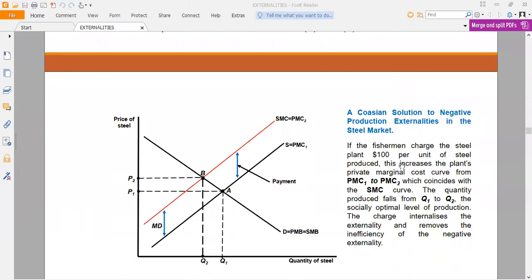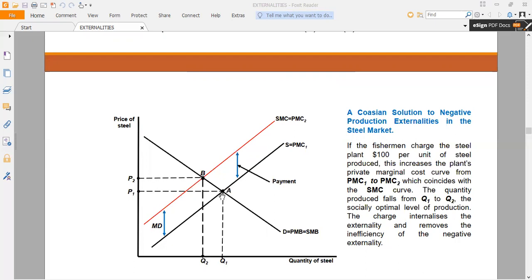All right. So let's look at this. The Coasian solution to negative production externality. Okay, so now we are saying that we assign property rights. After assigning the property rights, we just charge a price that is exactly equal to the marginal damage that the production process is causing. So it's just like the first graphical analysis that we did.